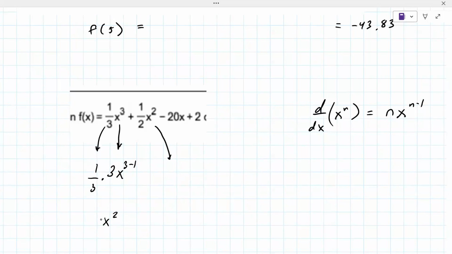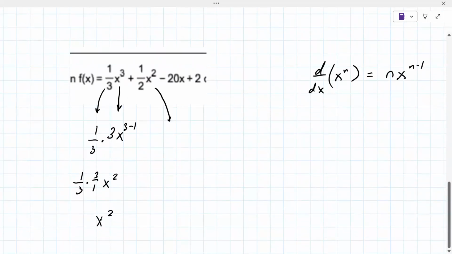Okay, so it's not 1/3 times 3x, or is it? It is. Oh, sorry. It reduces: 3 over 1 reduces to just x squared, just 1x squared.